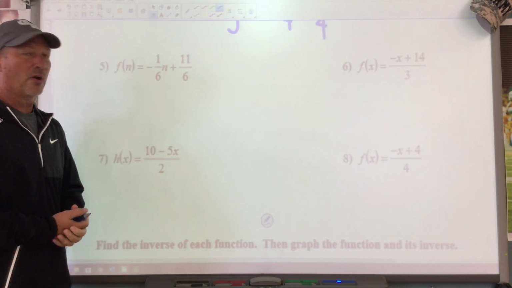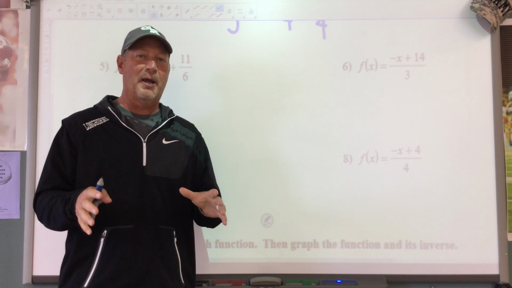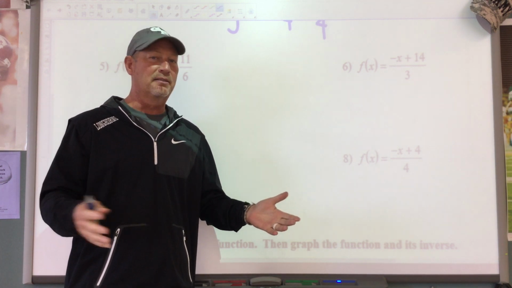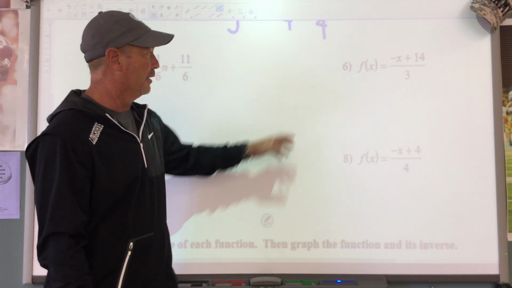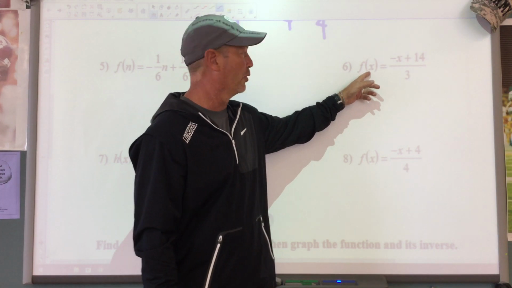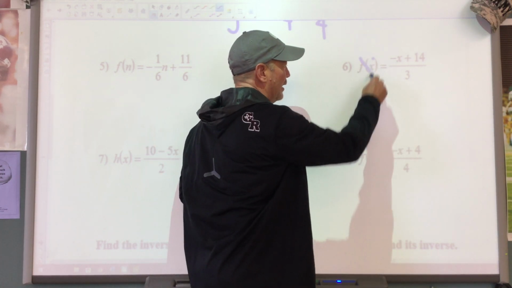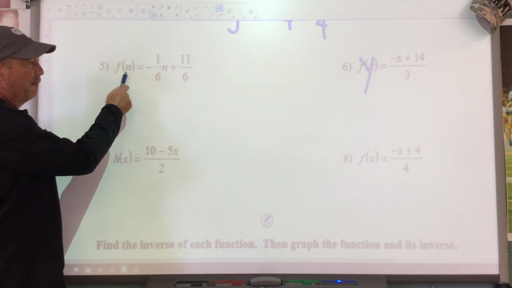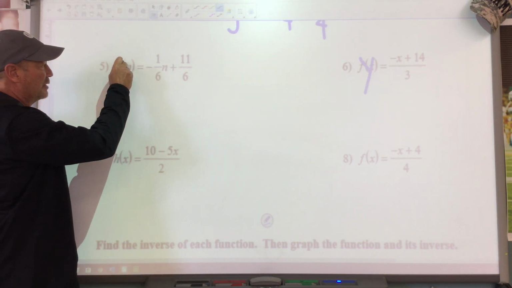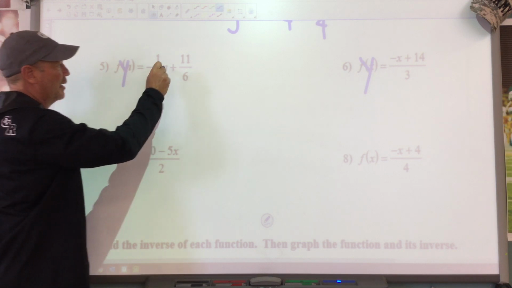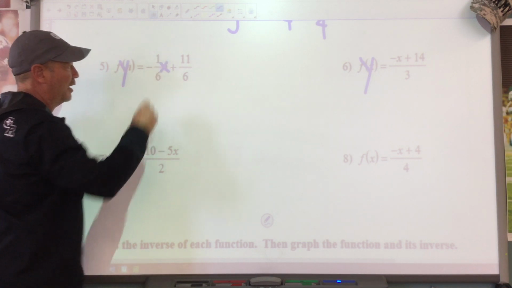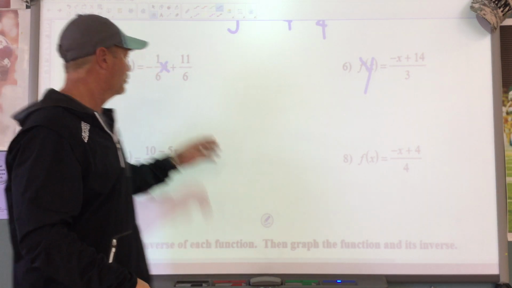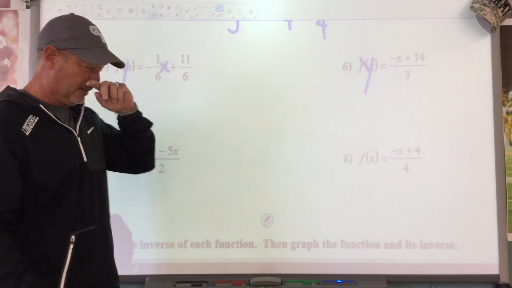If I have this problem, I do not want you to panic and say, oh wait, there's no x's, there's no y's. Here, this was f of x. We said we were going to treat this as a y, and that would be our x. In this case, if I have f of n, we're still going to treat this as our y value, and this will be our x value. So don't panic. Just treat this as your y, this is your x.